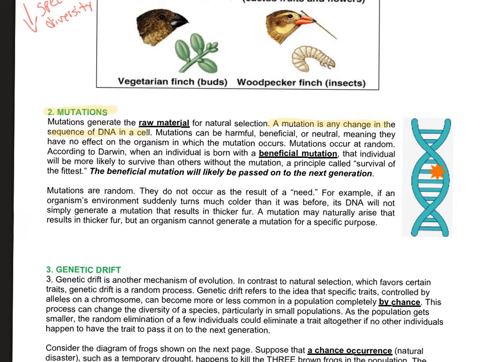Okay, mutations can be harmful, beneficial, or neutral, meaning they have no effect on the organism in which the mutation occurs. Mutations occur at random. According to Darwin, when an individual is born with a beneficial mutation, that individual is more likely to survive than others without a mutation, a principle called survival of the fittest. The beneficial mutation is likely passed on to the next generation.